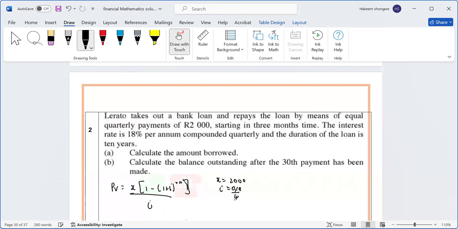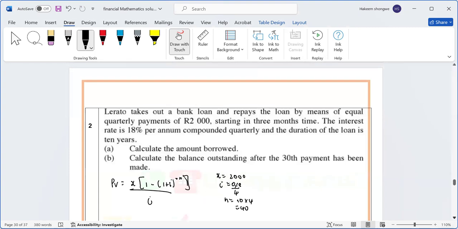Why do I divide by 4? Because it's quarterly. And then we have n, which is 10 years. They say for a duration of 10 years, so it's 10 multiplied by 4, which gives us 40. There's nothing special here. A question like this one is 3 marks, or 2 marks.